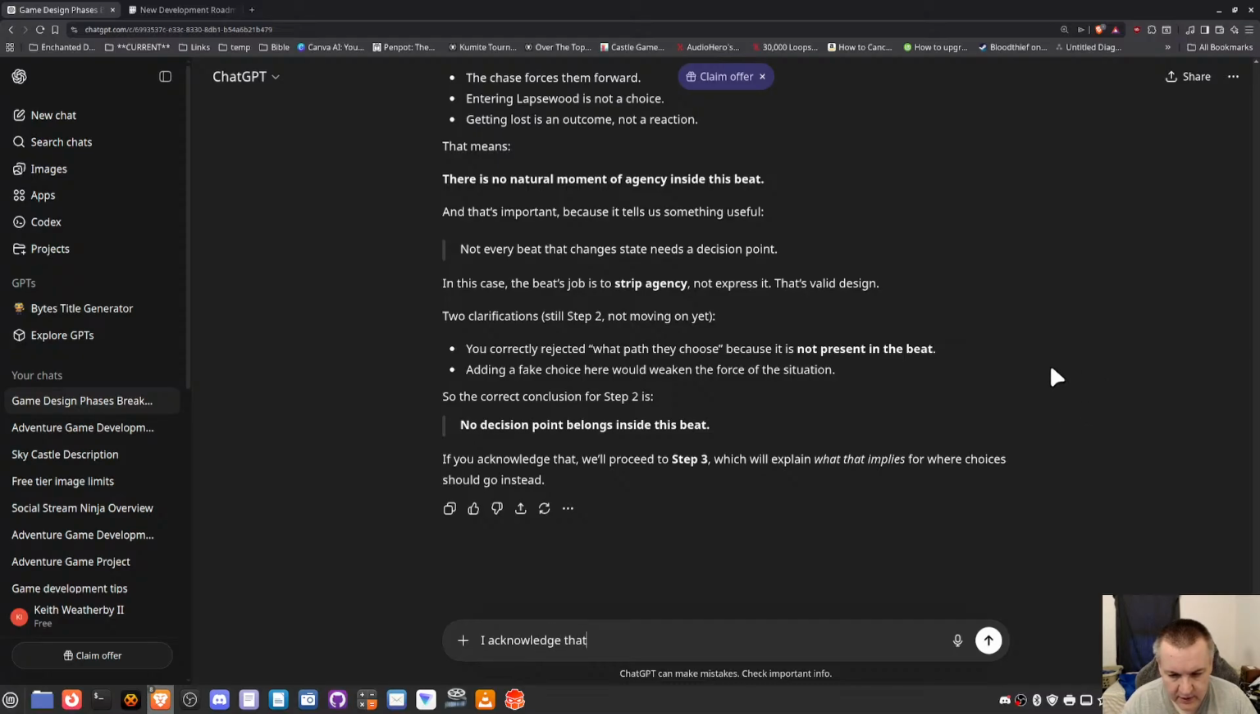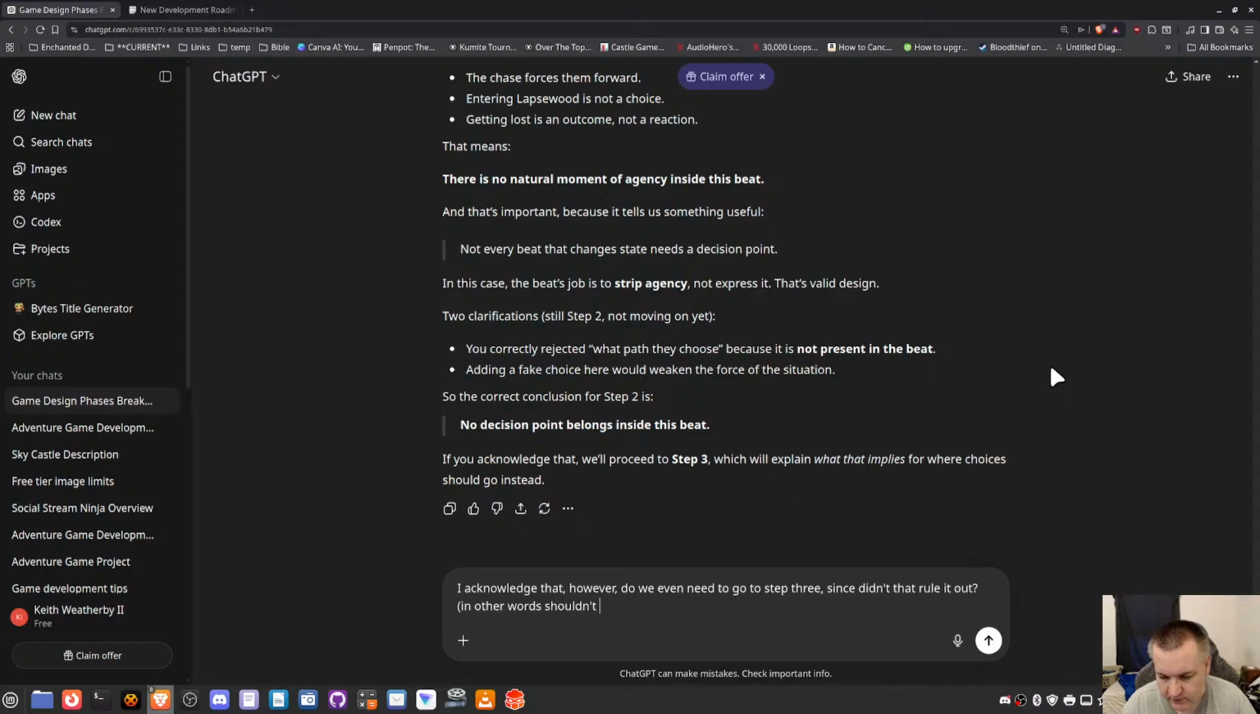I acknowledge that. However, do we even need to go to step three, since didn't that rule it out? In other words, shouldn't we go on to the next beat?